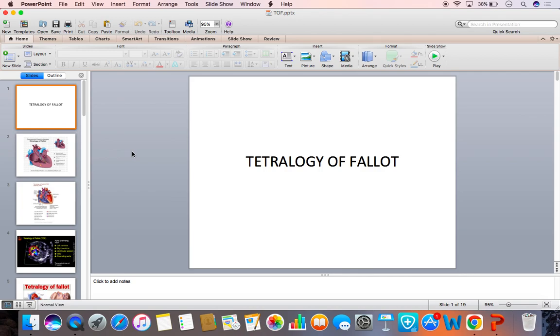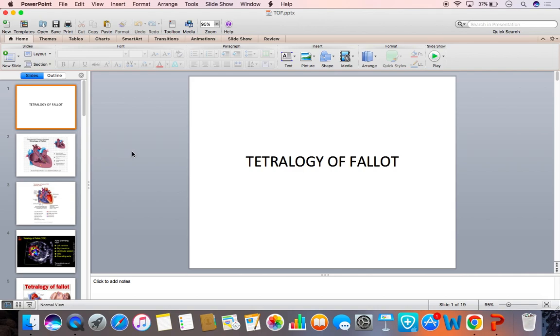There are oligemic lung fields in the X-ray. ECG shows right ventricular hypertrophy and right axis deviation. 2D echo is diagnostic, showing all the anomalies described under tetralogy of Fallot.